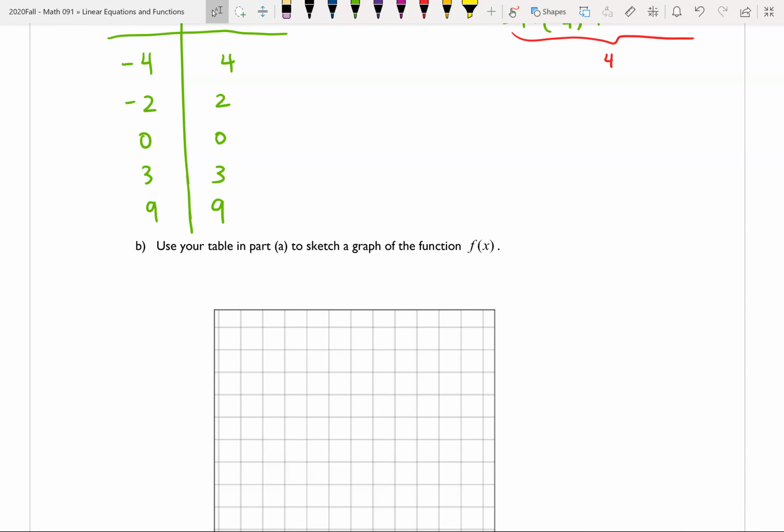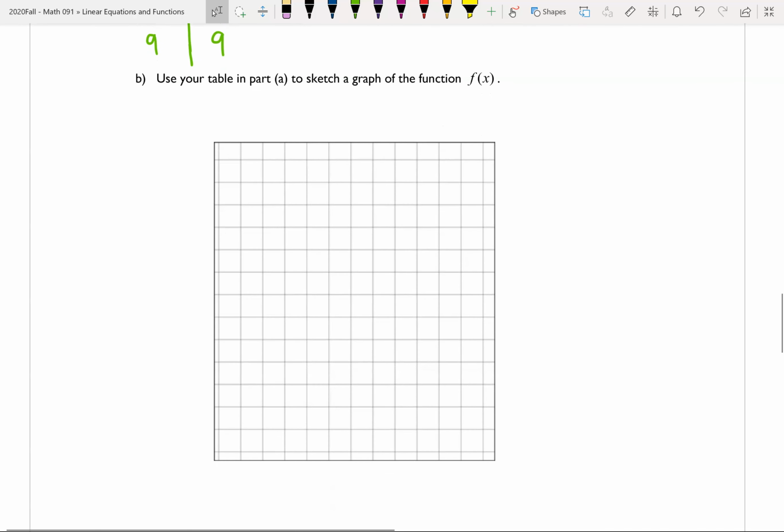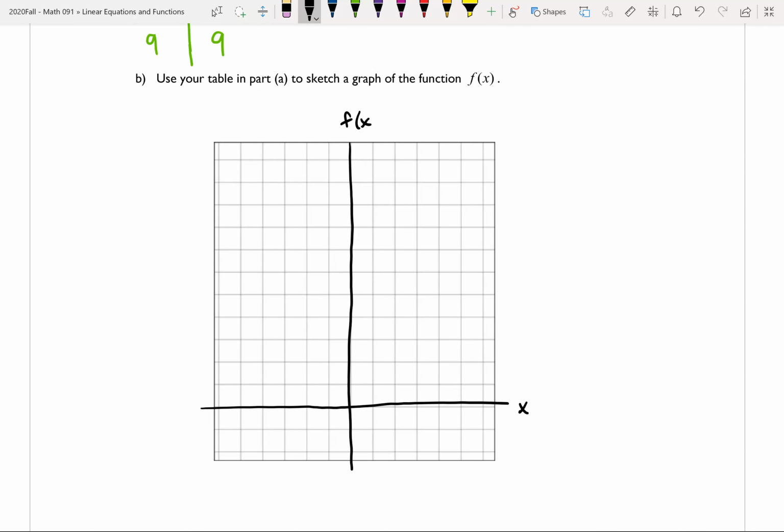So part B asks us to use the table that we created to sketch a graph of our function. So let me fill in the axes here. So here's my x-axis, and here's my f of x axis. And so if we plug in 0, our output is 0. If we plug in 2, our output's 2. If we plug in -3, our output is +3. If we plug in -5, our output is +5. I can put in a few more ordered pairs.